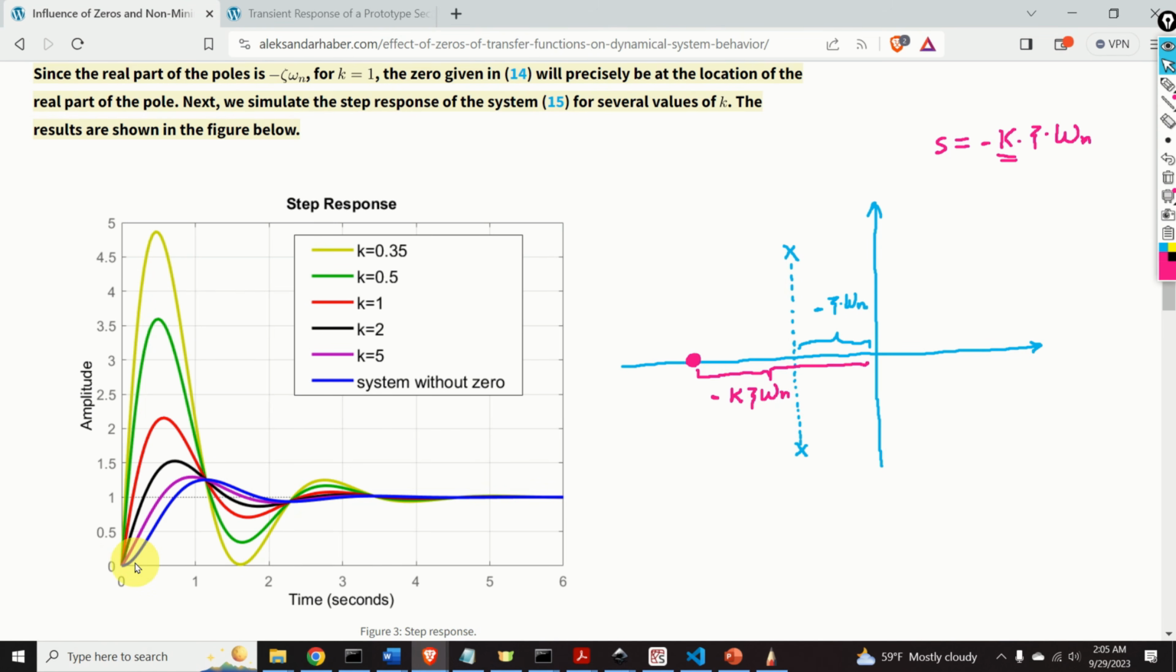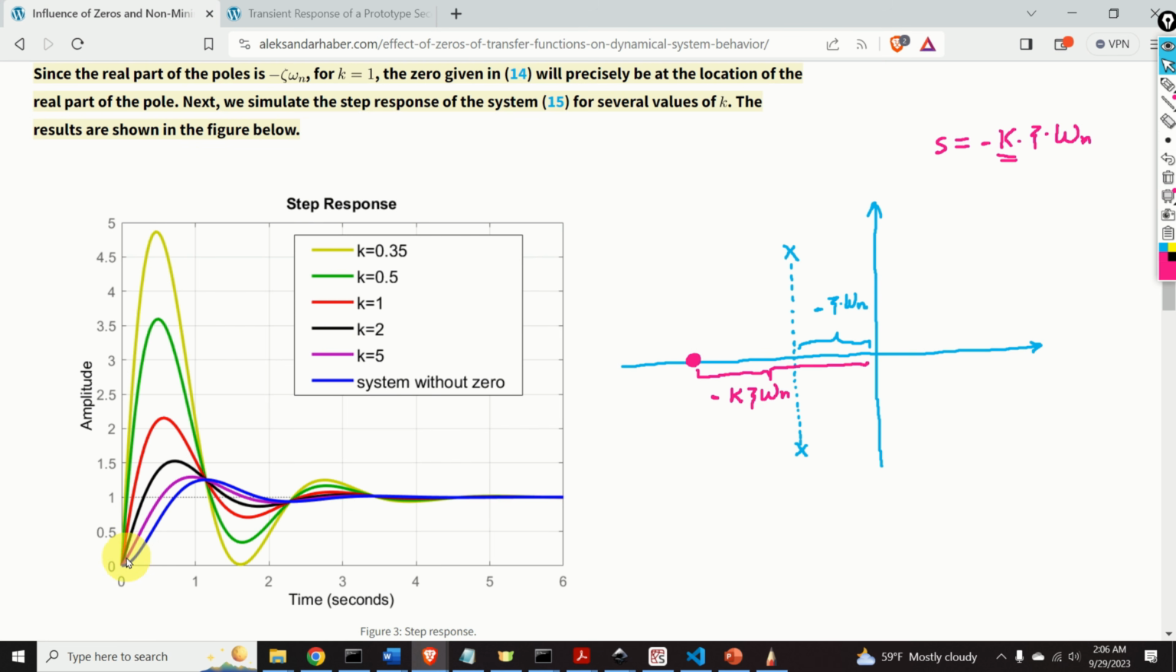The blue line represents the response of the system that doesn't have a zero. We can observe a very nice response. The overshoot is not significant. This case is obtained for very large values of k. Namely, for very large values of k, this zero will go to minus infinity. Now, let's see what happens when we decrease k. As we decrease k, the zero will start to approach our imaginary axis. And let's see the effect.